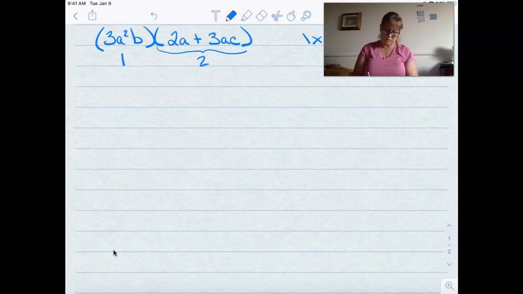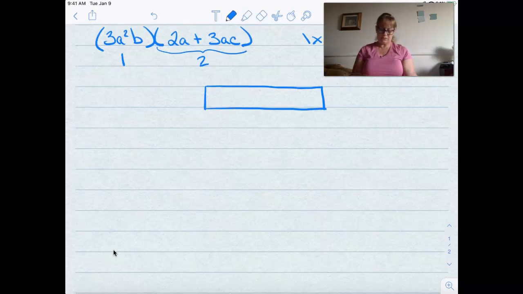So again, you're going to draw a square. Actually, this time it's going to be more like a rectangle. And what we need to do is put our first monomial here on the left, 3a squared b. But then on the top, we're going to make a square for each monomial that's part of that binomial. So there needs to be two squares here. You've got 2a, which is your first monomial, and then you've got 3ac, which goes on the second box.